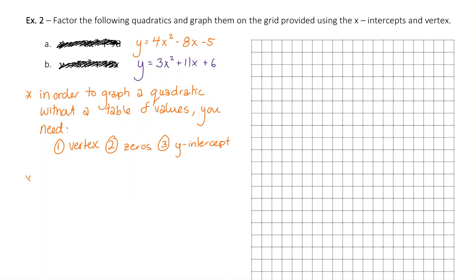In order to do this, you must factor standard form quadratics. So you're going to take this standard form quadratic that you see here, and you're going to factor it. Once you've factored a standard form quadratic, you guessed it, you're now in factored form. So let's start with 4x squared minus 8x minus 5. I'll rewrite it: 4x squared minus 8x minus 5.